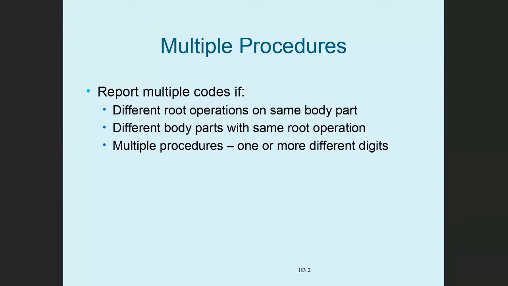Multiple procedures. That concludes the general guidelines. Now we'll discuss other specific guidelines. Multiple procedures: multiple codes can be reported if there are different root operations on the same body part, different body parts but the same root operation, or in any instance where one of the digits will be different in telling the whole story.